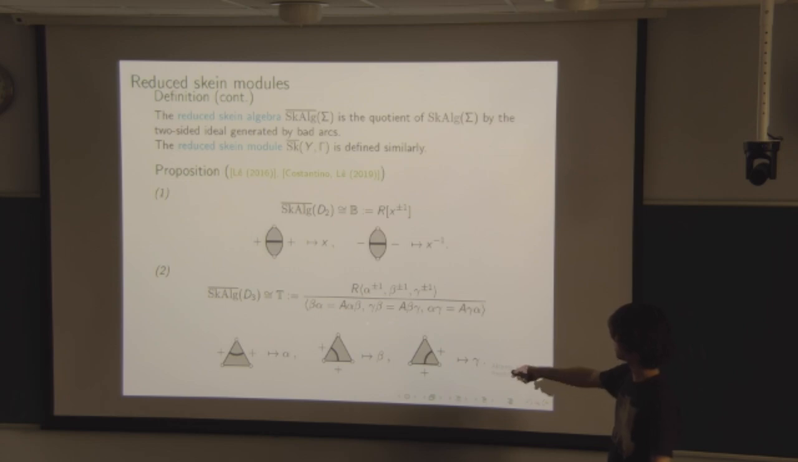They all commute up to this variable A. Meaning, as a vector space, or as an R-module, it is spanned by monomials in alpha, beta, and gamma, and all these monomials basically commute up to some power of A. So it's something that's very easy to understand.